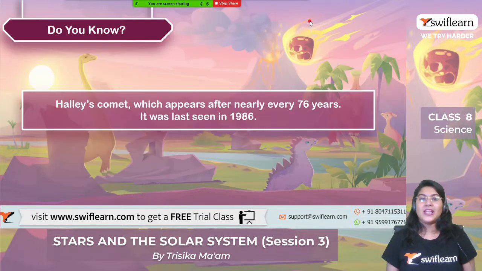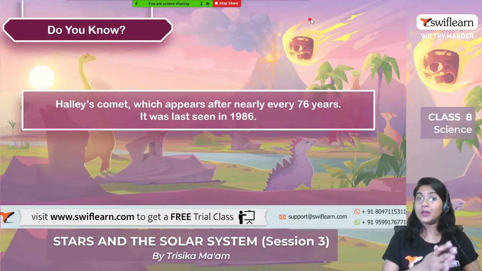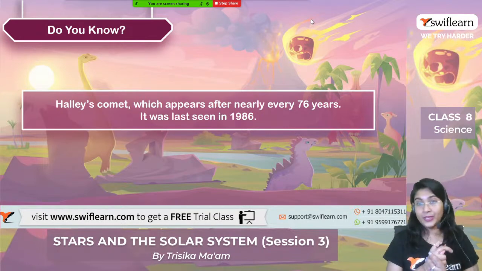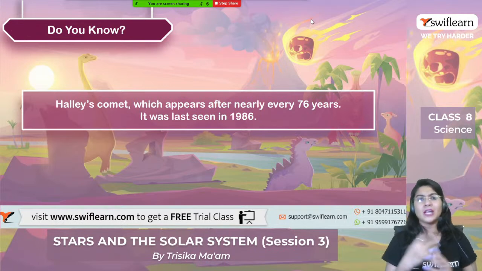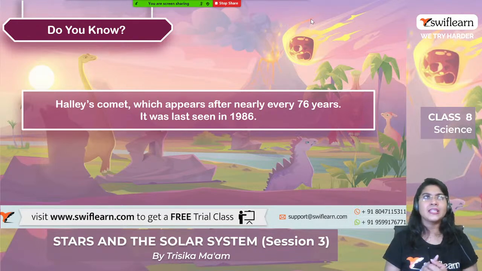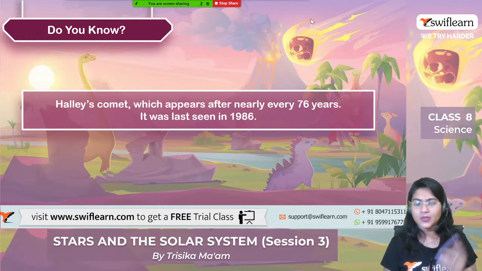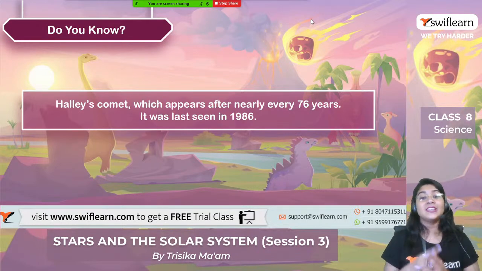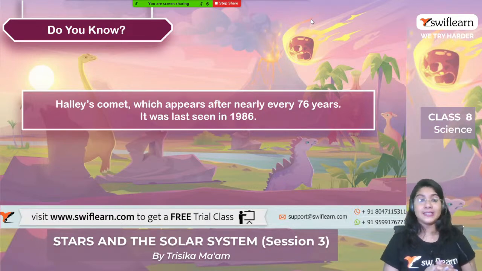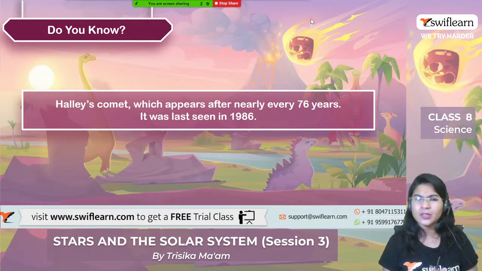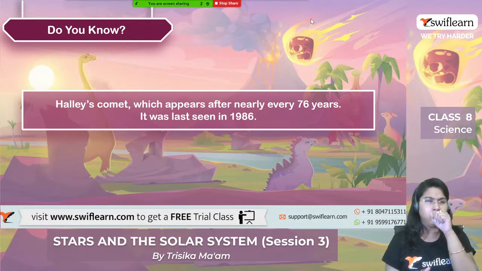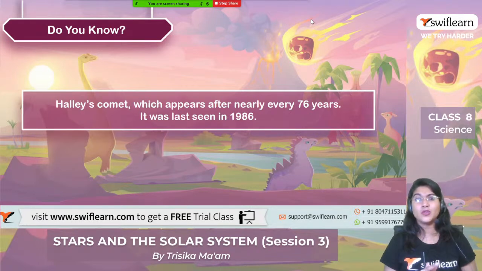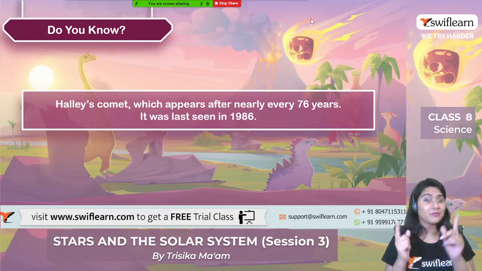Now let me tell you about the most common comet, which can be seen every 76 years, that is Halley's comet. Other than this, there are other comets too, such as the Shoemaker-Levy 9 comet. This Halley's comet was last seen in 1986. So if we think about 76 years later, we will again see this comet, approximately in the year 2062. Okay, wait for that.